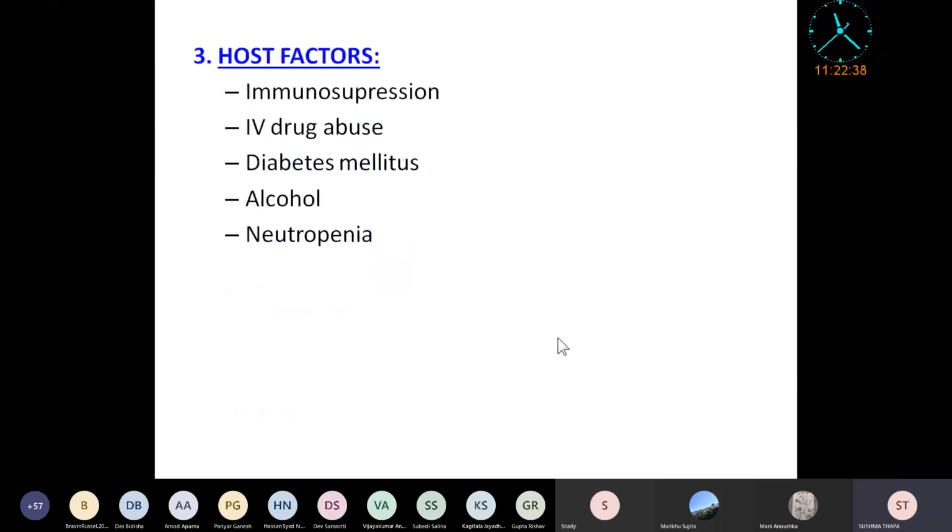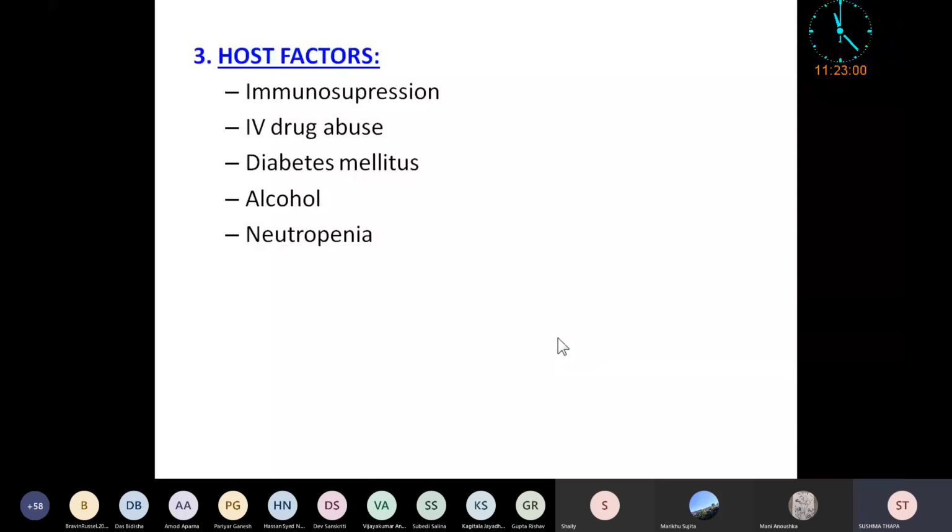Next, host factor is also very important. Like if the patient's immune system is suppressed due to some drugs, or due to some therapy, or due to some exposure to drugs. So if immunosuppression is there, then they are more susceptible to have the disease.